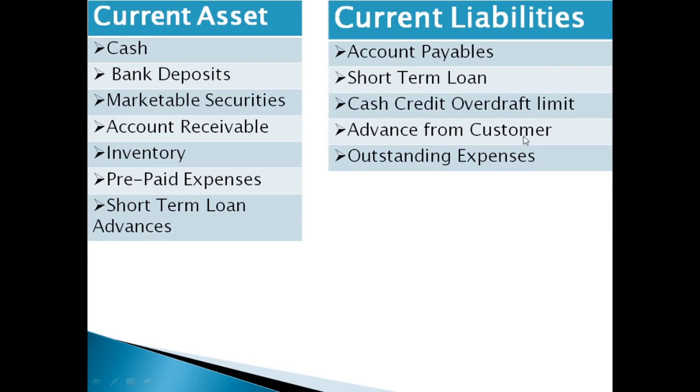Advance from the customer. Let's say you have taken some kind of advance from the customer to deliver a product. Now you have to deliver that product, and to manufacture that product you have some expenses. So those are called current liabilities. Outstanding expenses are like your insurance, your transport expenses, your hotel expenses. All this comes under outstanding expenses.